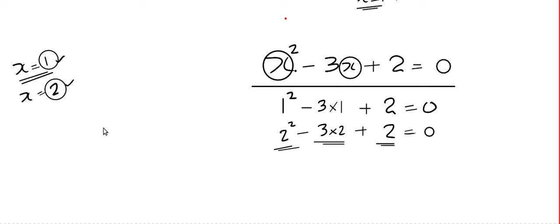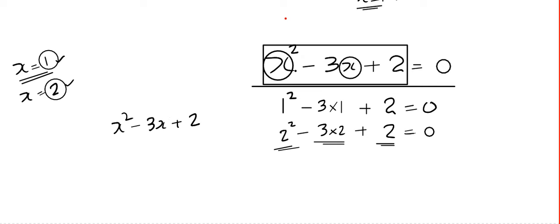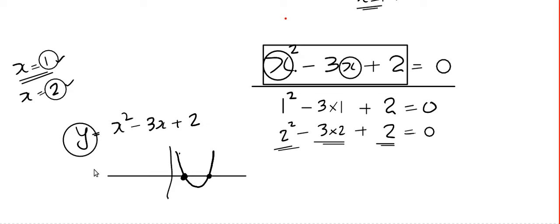Another interpretation, if you consider the polynomial x square minus 3x plus 2 as a function and plot the graph, then you will be able to understand that the graph will intersect the x-axis at 1 and 2. In other words, the solutions of the equation are the points where the graph cuts the x-axis, because at the x-axis the y value will be 0.